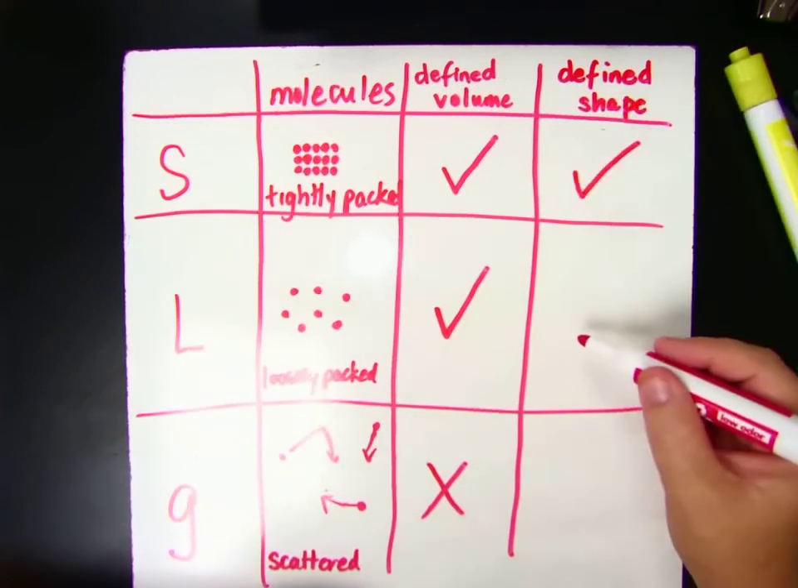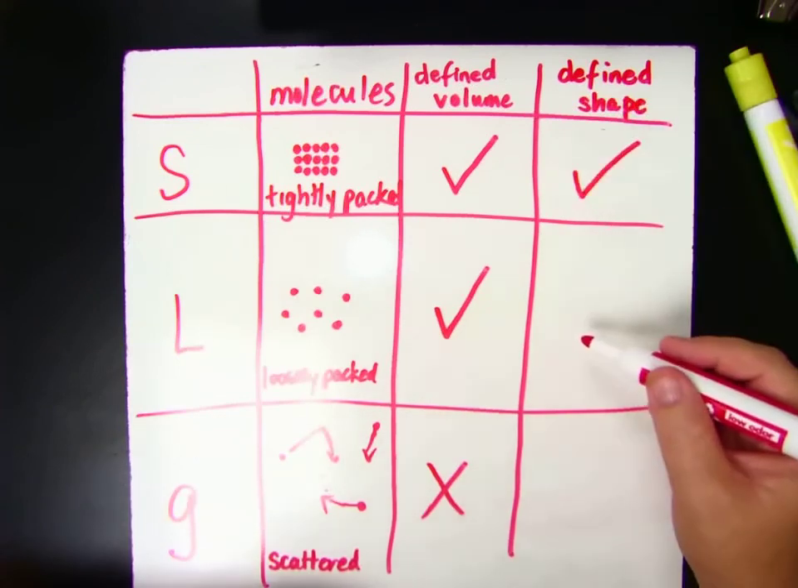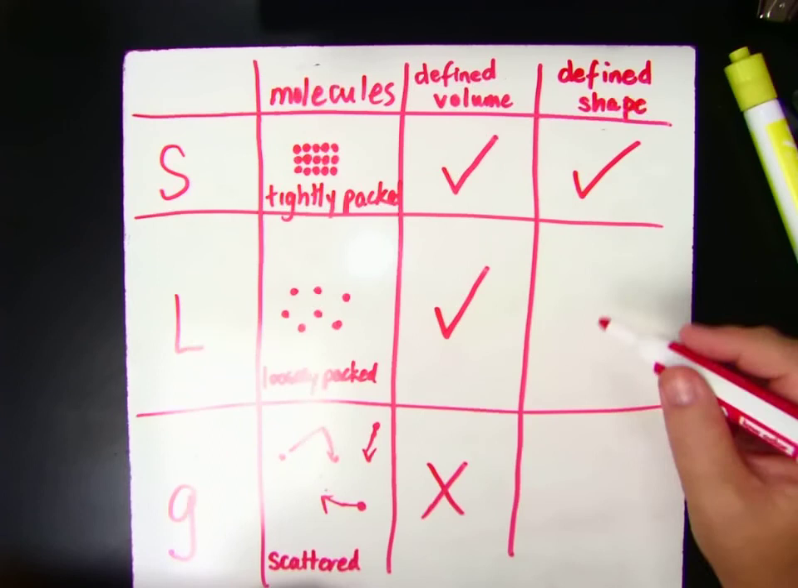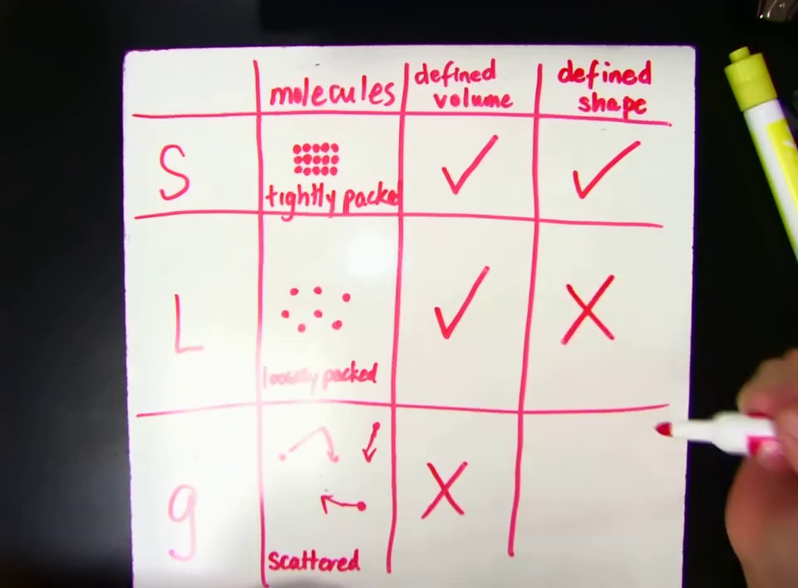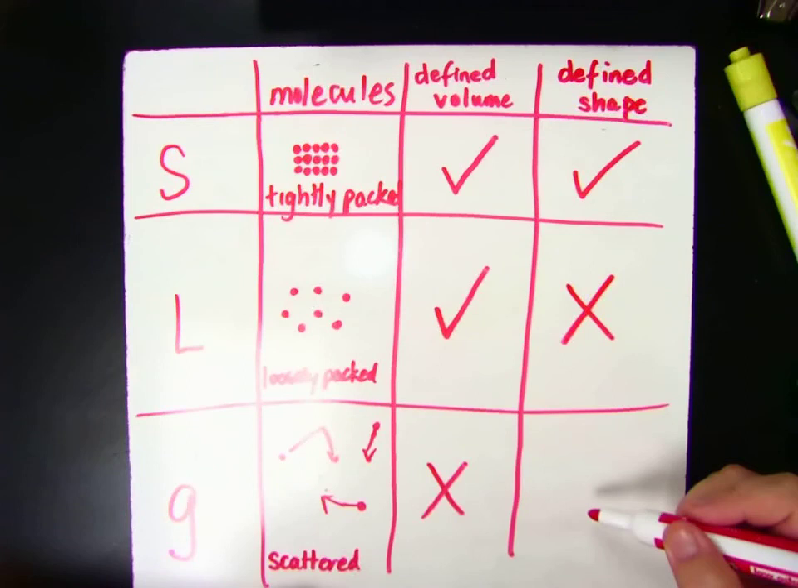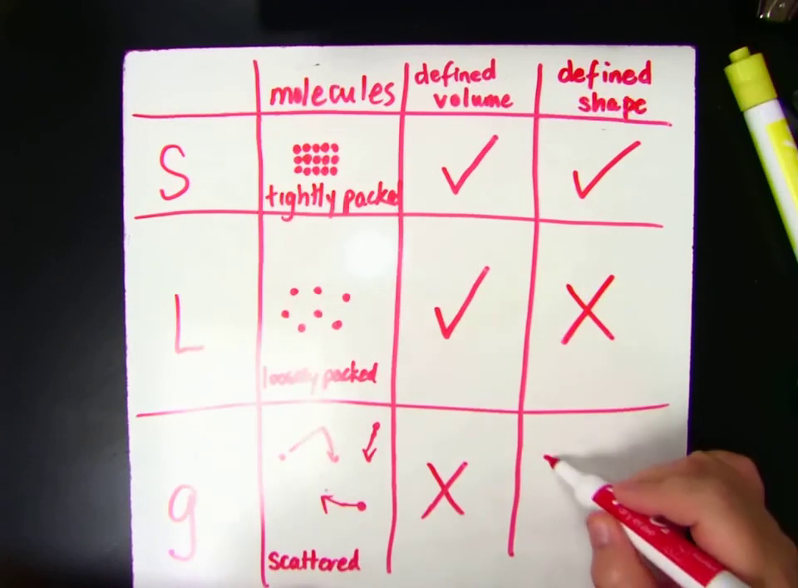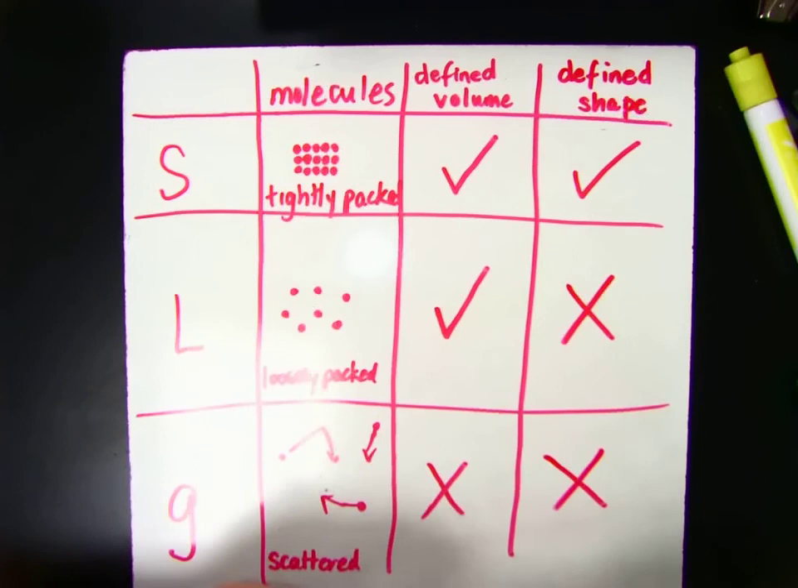Liquid, on the other hand, takes the shape of the container that it's in. If you put a liquid from a cylinder into a round container, it will become the same shape as the container. So liquids do not have a defined shape. Gases, similarly, will take on the shape of whatever container they are put in, so they will not have a defined shape.